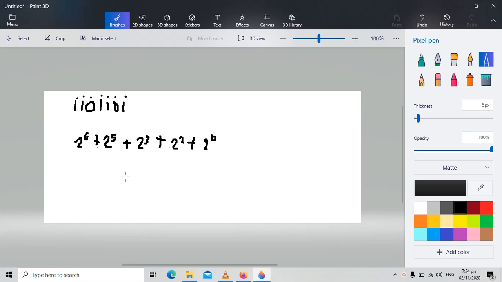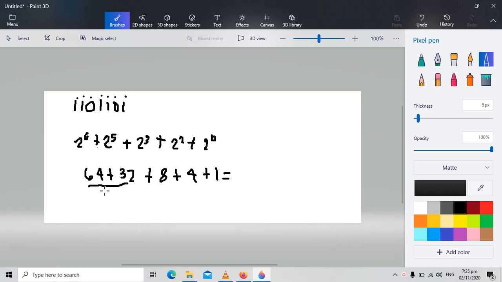Alright, so we have all the values right here, so let's add them together. 2 to the power of 6 will give us 64. 2 to the power of 5 will give us 32. 2 to the power of 3 will give us 8. 2 to the power of 2 will give us 4. And 2 to the power of 0 will give us 1. So let's add them together.